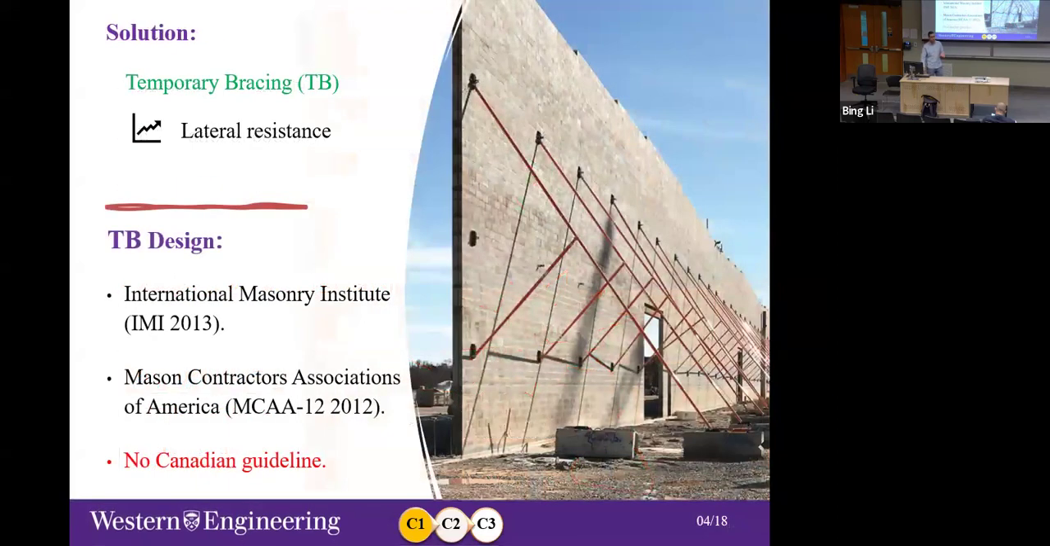There is a solution for that. The solution is using temporary bracing, as you can see in this picture. And there are two main references and design codes for designing temporary bracing, but both of them are American, based on the American design process and the American masonry materials. But there are no Canadian guidelines for designing temporary bracing.